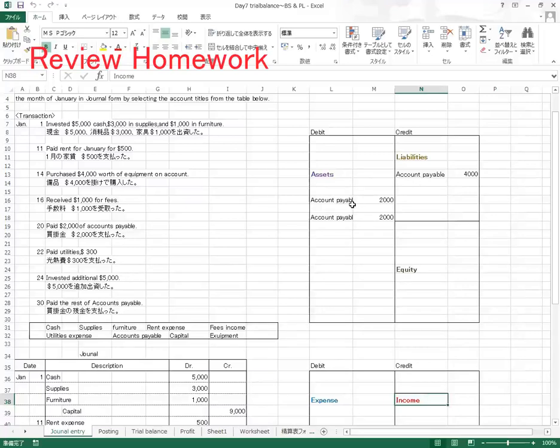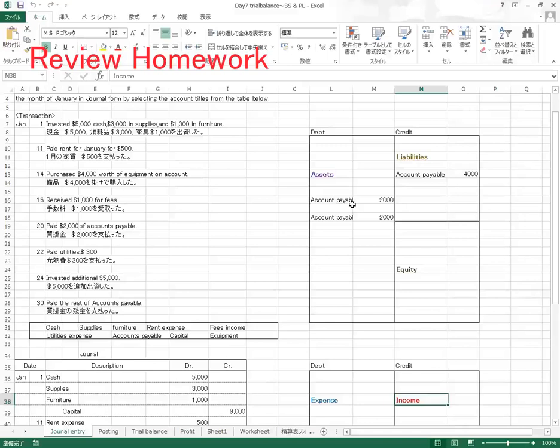So when an asset increases, it goes to the home position, the left side. But if an asset decreases, it goes to the opposite side. It means it goes to the right side. All the same, if a liability increases, it goes to the credit side, the right side. But if a liability decreases, it goes to the debit side, the left side.